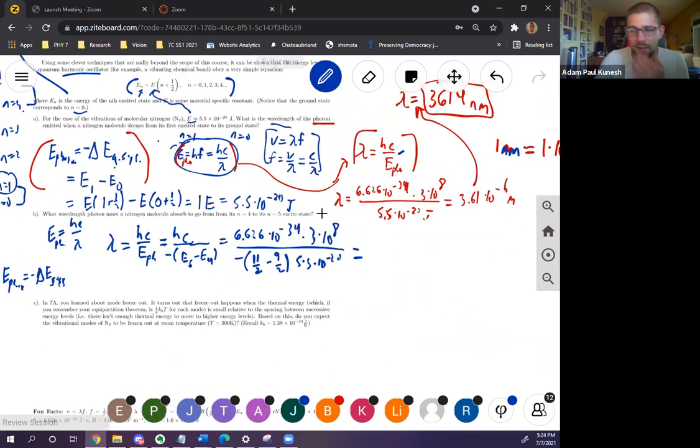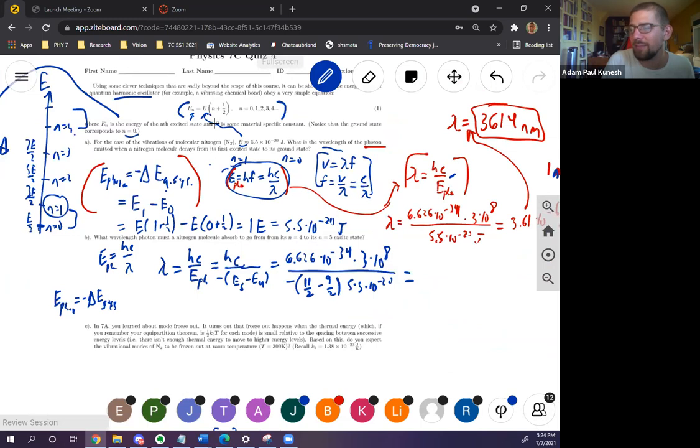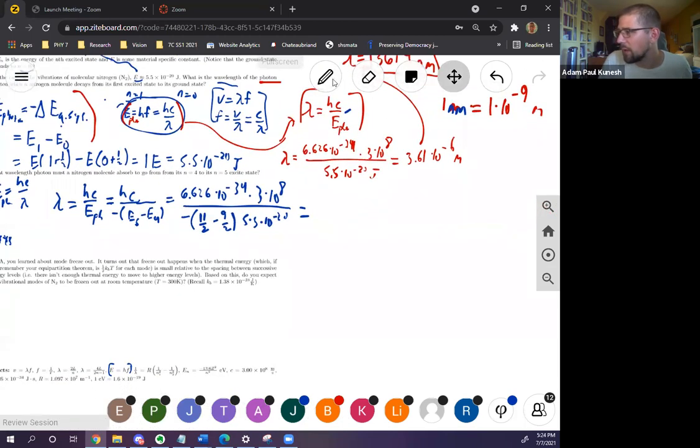This is one of those questions where there's a long way and a short way. The short way is to say that because the energy levels are linearly spaced with n, the n equals 4 to n equals 5 excited state takes the same amount of energy as the n equals 0 to n equals 1 state. So that ends up being 3,614 nanometers once again.